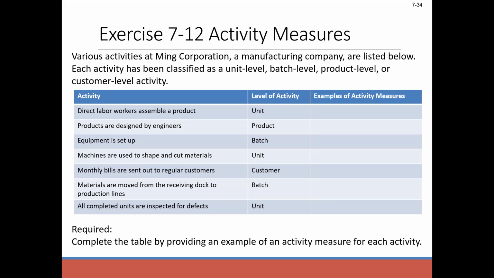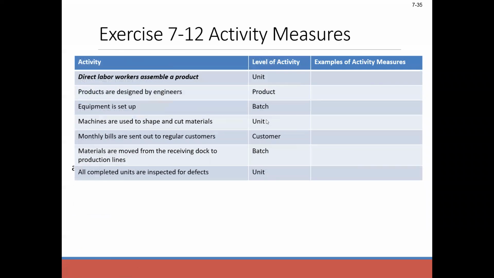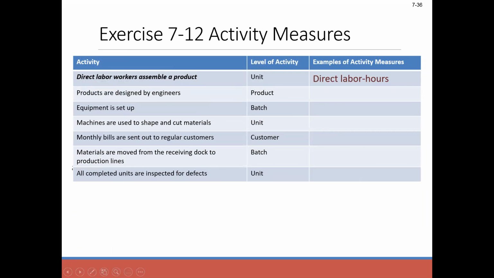So, guys, direct labor workers assemble a product. This is at a unit level of activity. Can you think of an example of direct labor workers assembling a product? So I have one person say, Madeline says, number of bills sent. That's a good one. Anyone else? Well, how about an example, number of bills sent, or what they're saying here is direct labor hours. To assemble a product, direct labor hours. Okay.